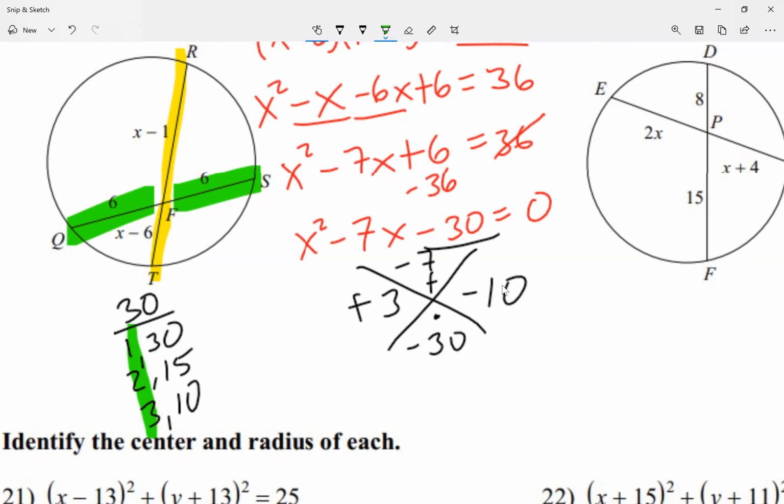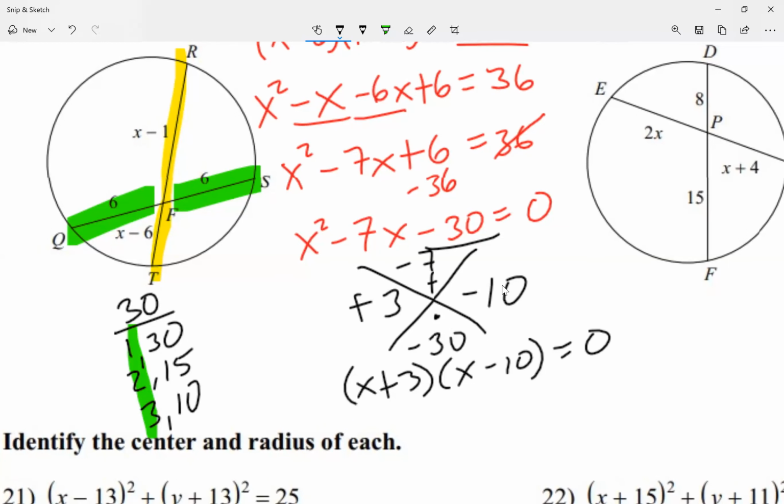Okay. So now here we have x plus 3 and x minus 10, two parentheses, equal to 0, right? You guys remember factoring back from Algebra 1.